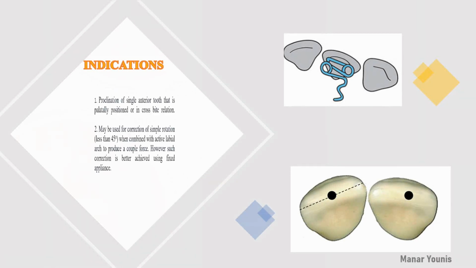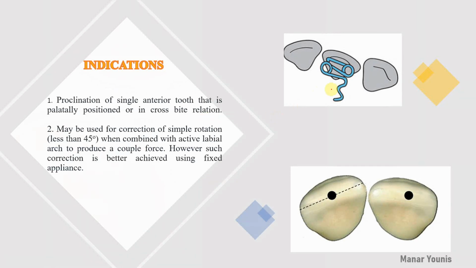The main indication for using the Z-spring is for proclining a single anterior tooth, an incisor tooth, which may be retroclined, so we need to procline this tooth by moving it in a labial direction using the Z-spring, or it may be in a cross-bite relation. In this case also the Z-spring can be used.